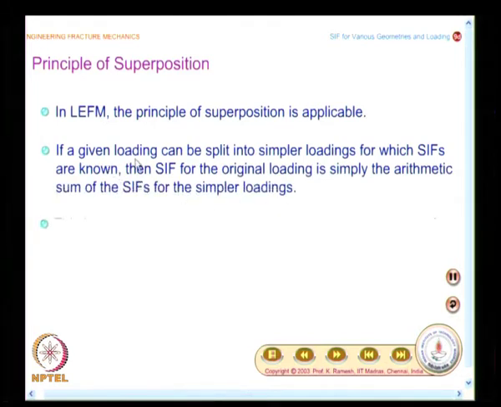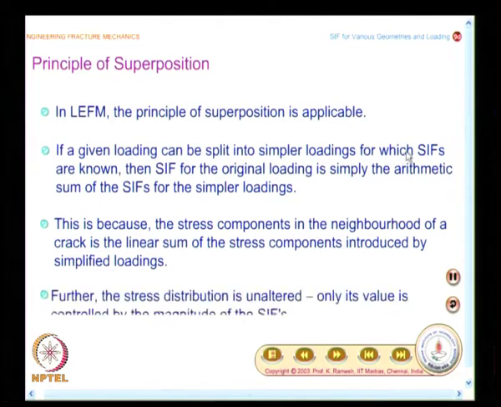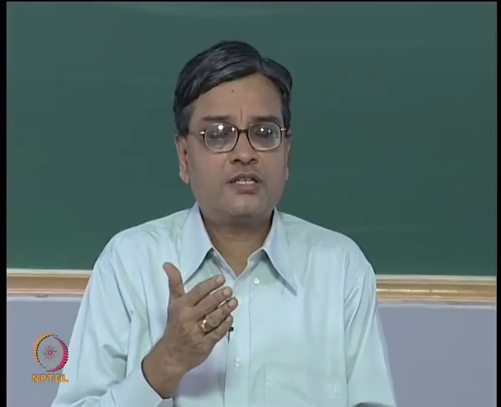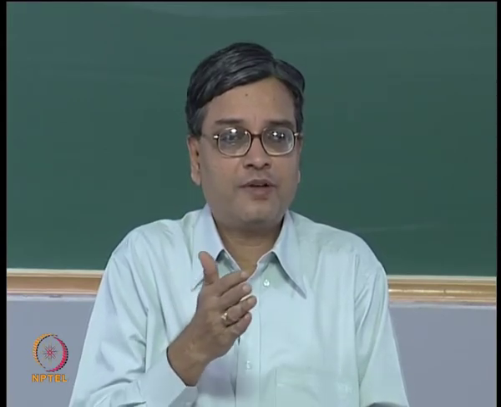If a given loading can be split into simpler loadings for which SIFs are known, then the SIF for the original loading is simply the arithmetic sum of the stress intensity factors for the simpler loadings. This I had mentioned earlier also, because the stress field is dictated by whatever the function of r and theta that you saw, that is identical.